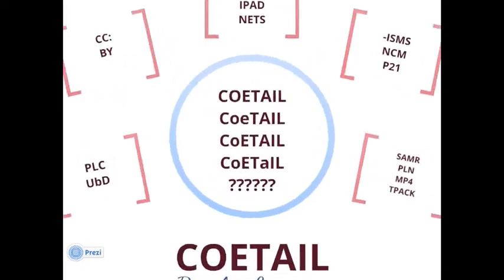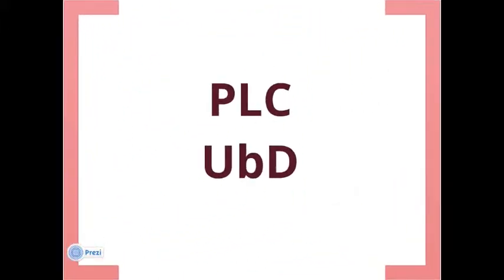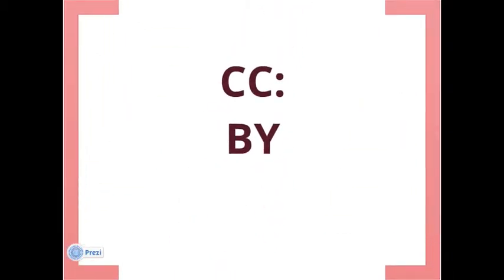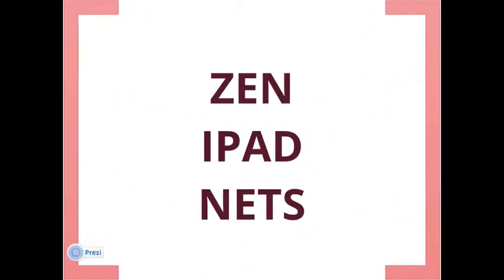Now let's look at COETAIL by the letters. See, was it a capital O or a capital? Nobody remembers. In the first course, we looked at building a PLC by creating our COETAIL blog, and we focused on the UBD format. In the second course, we fell in love with Creative Commons as we talked about issues of copyright and attribution. The third course had us focusing in on presentation Zen and NETS standards.